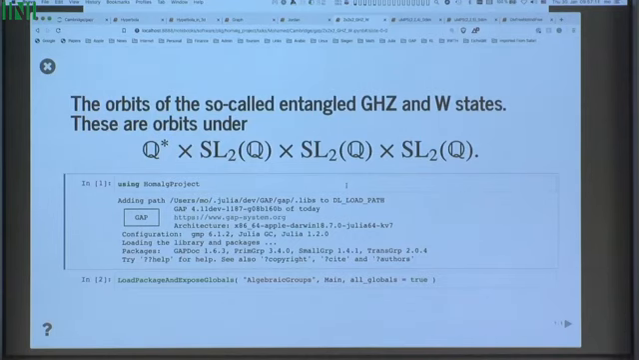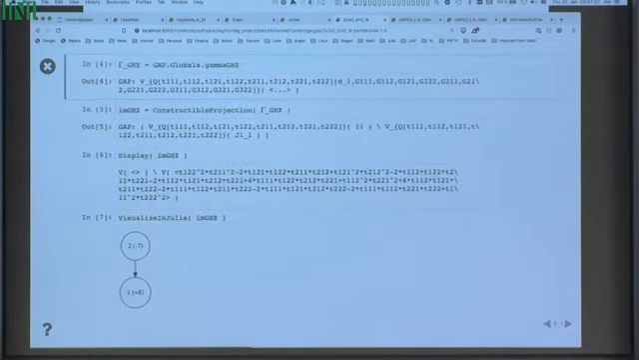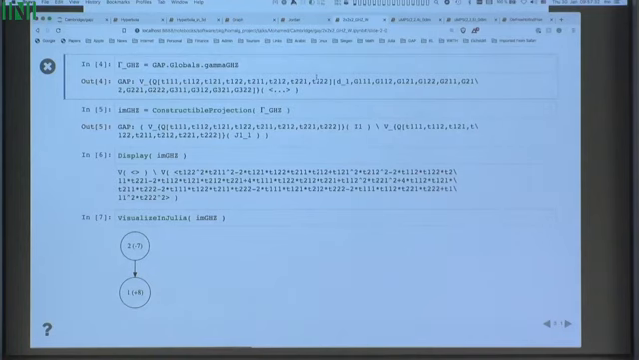And so let me see if I've evaluated everything. Yes, I read this file. So I want to compute the orbit of 2 elements in P1 cross P1 cross P1, and they have names. The first one is called the GHZ state, and the other one is called the W state. And this is also prepared. I don't need to click anything.